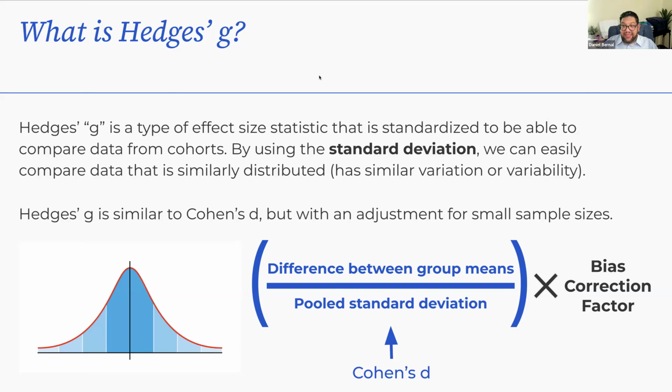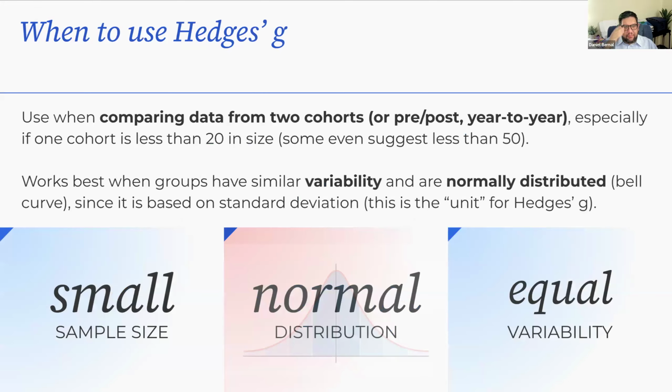But Hedges G is literally just the calculation for Cohen's D multiplied by this bias correction factor that accounts for the size of the sample. So this is where that power comes from for small sample sizes.